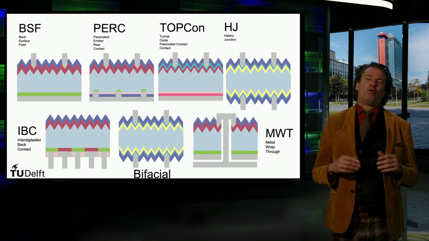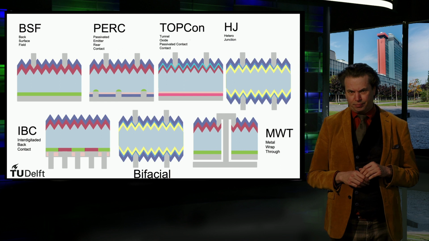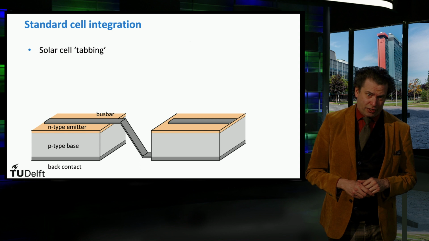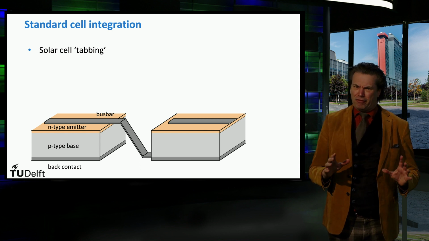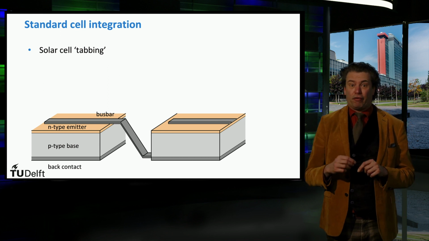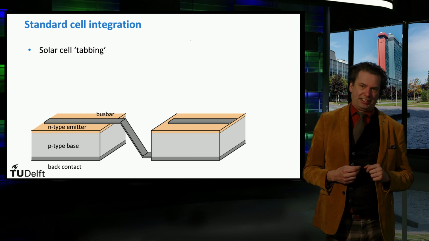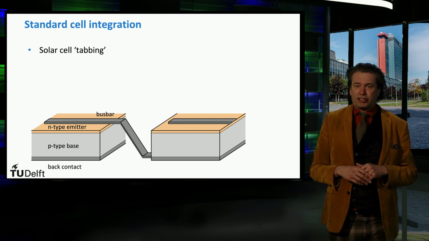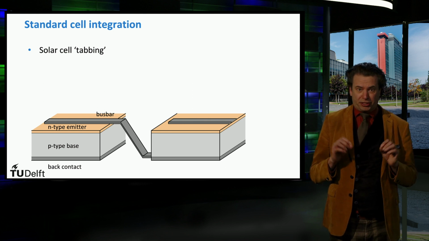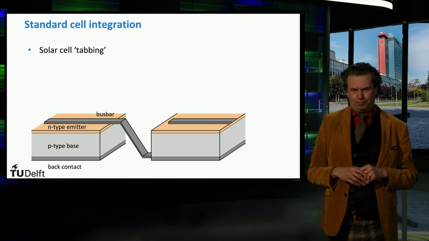The last concept I will discuss is the metal wrap-through cell architecture. For a solar module based on standard crystalline silicon solar cells, the individual wafers that form the cells are connected in series by connecting the front metallization grid of one cell to the back contact of the next cell. This process is called contact tabbing. It's a time-consuming and precise processing step that in the past was frequently done by hand.